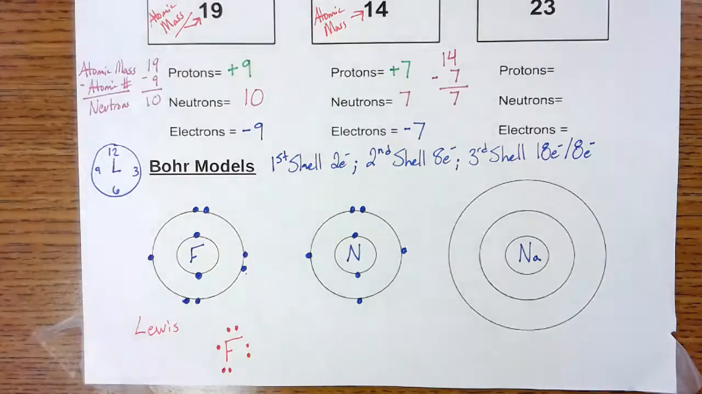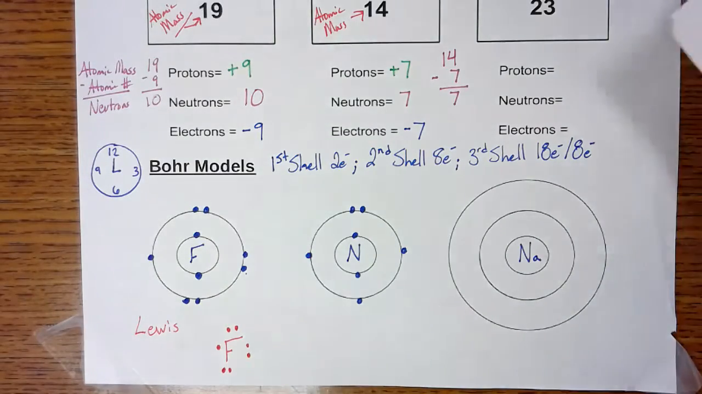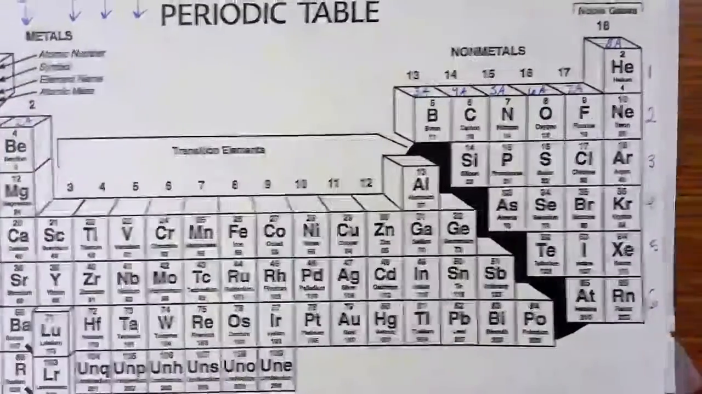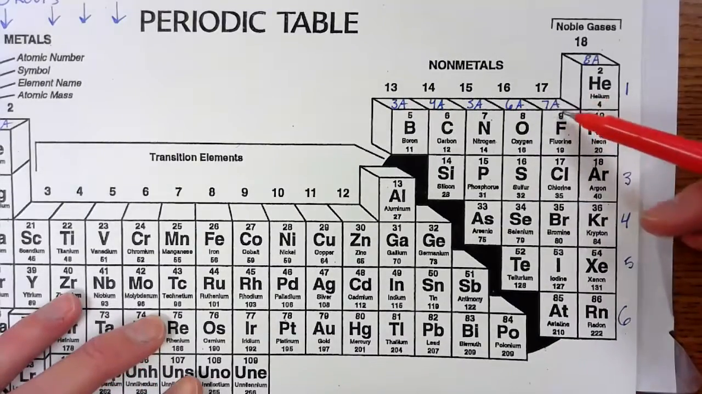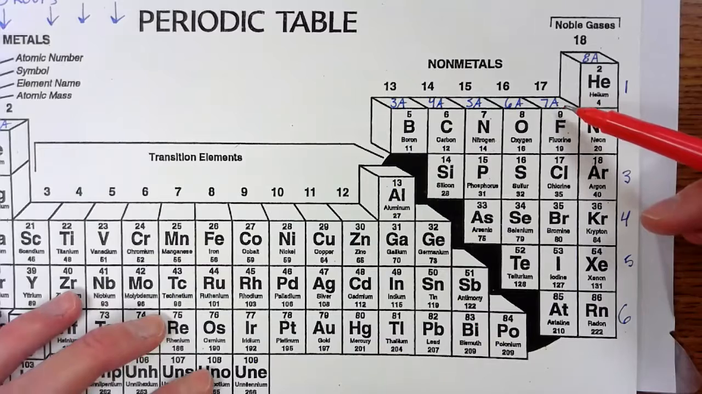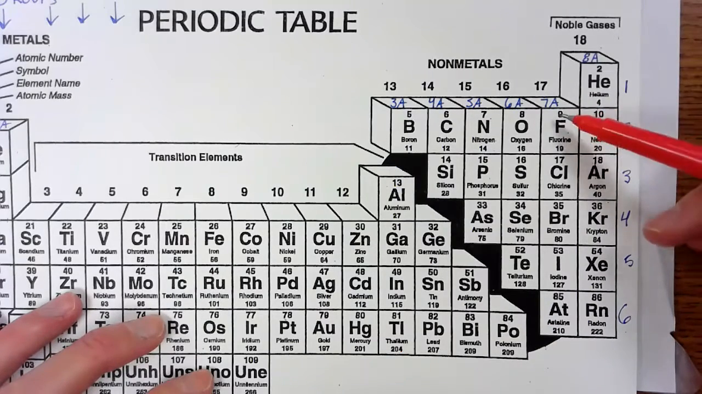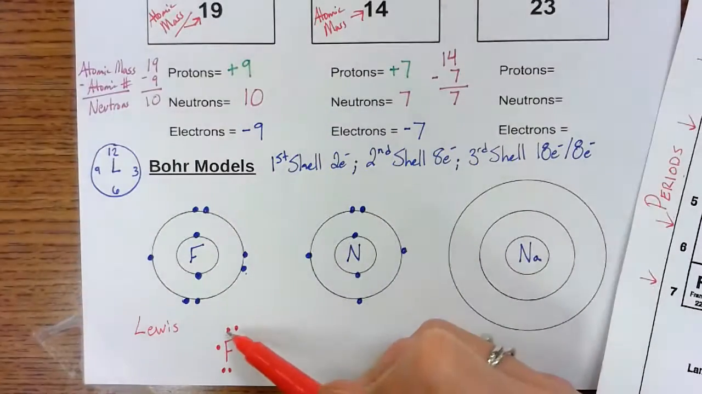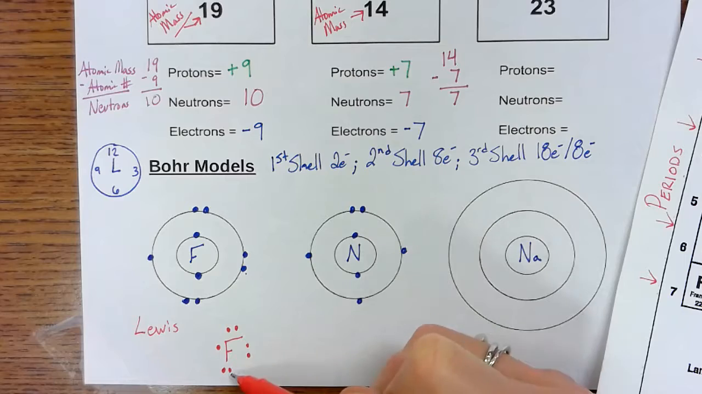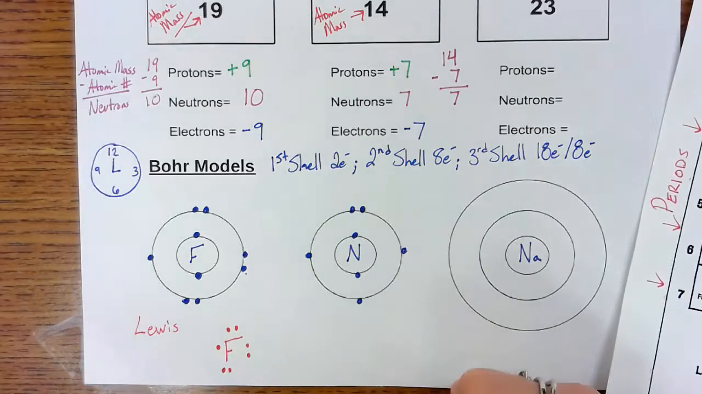Now, here's the interesting thing. Remember, I keep saying your periodic table is a giant cheat sheet. Okay. Fluorine belongs in group 17 or 7A. That group number tells you how many valence electrons there are. So fluorine belongs in group 7, so it has 7 valence electrons. 1, 2, 3, 4, 5, 6, and 7.